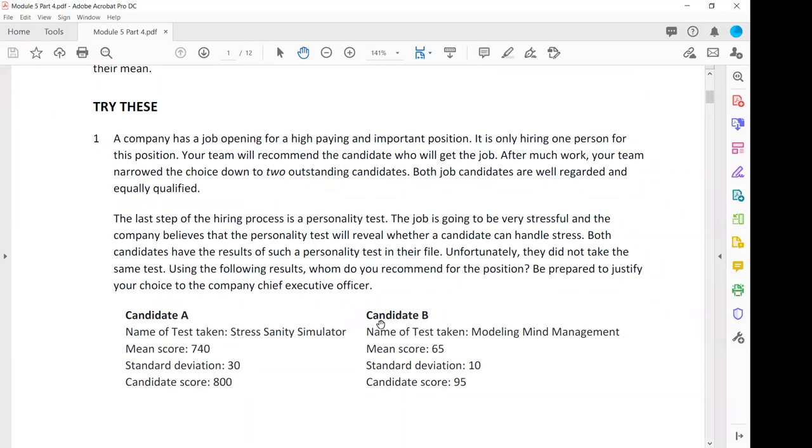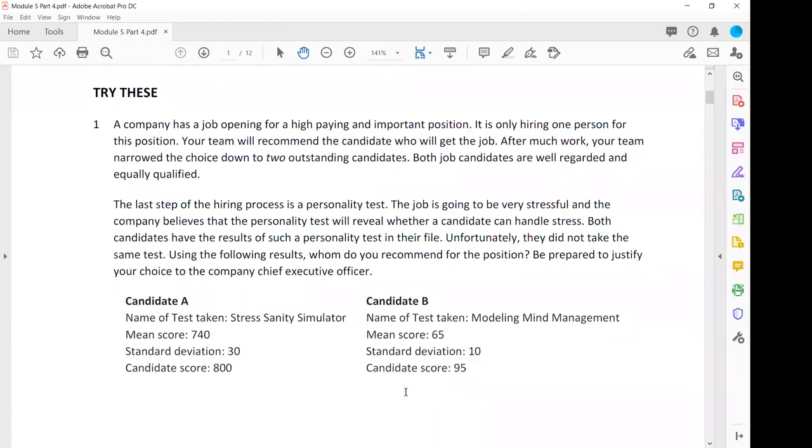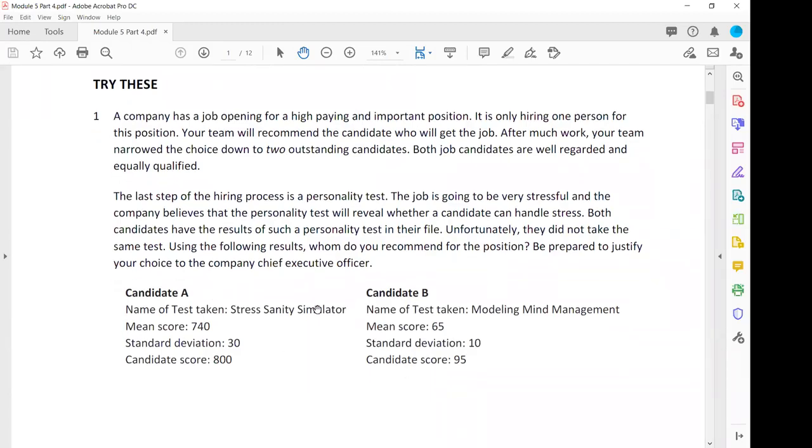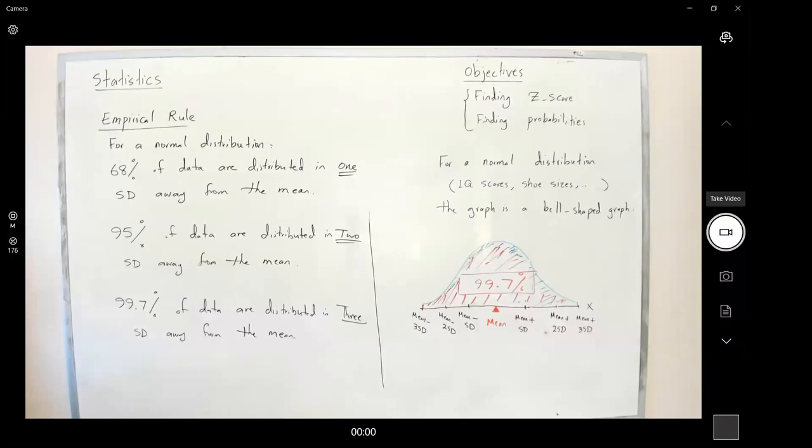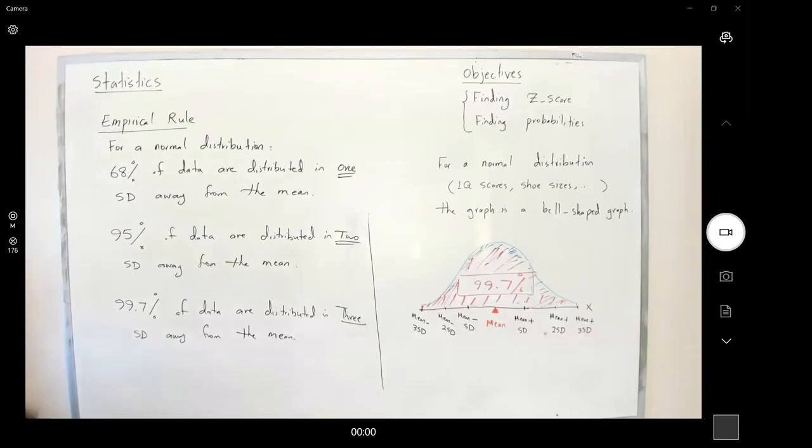For the second candidate, candidate B, the name of the test taken is mind management. The mean for this test is 65. The standard deviation for this test is 10, and the candidate score or the X value is 95. How do we compare these two candidates? So let us go to the board, write them down.